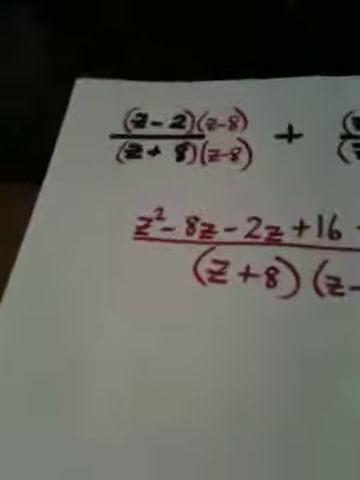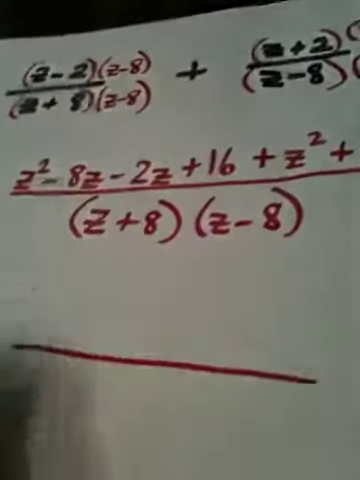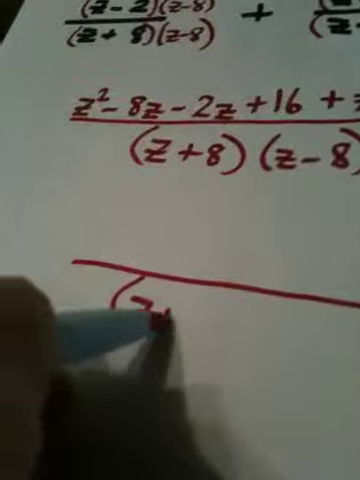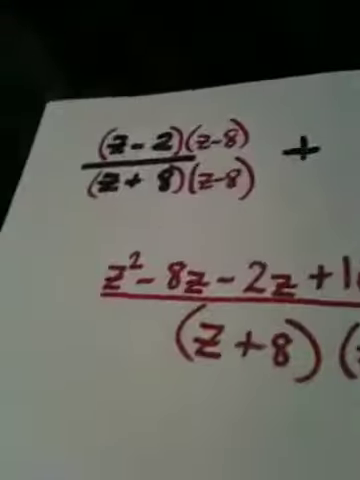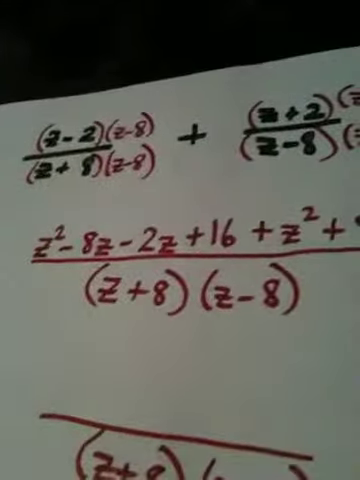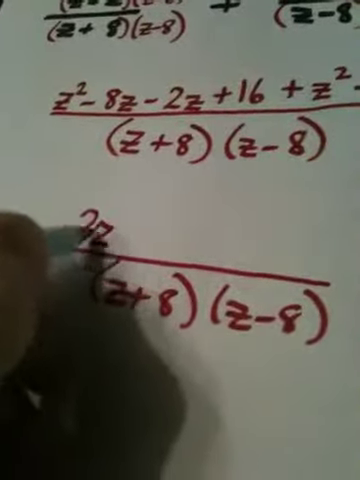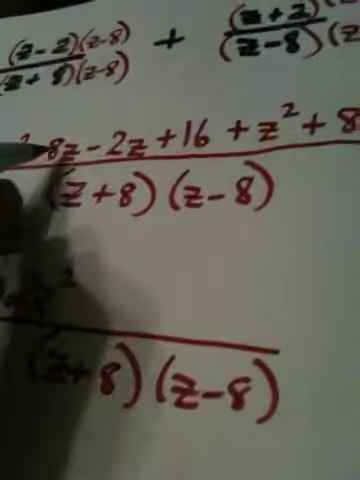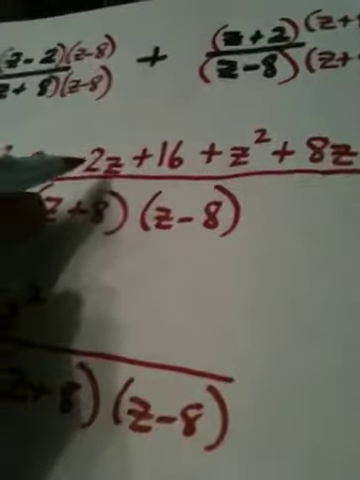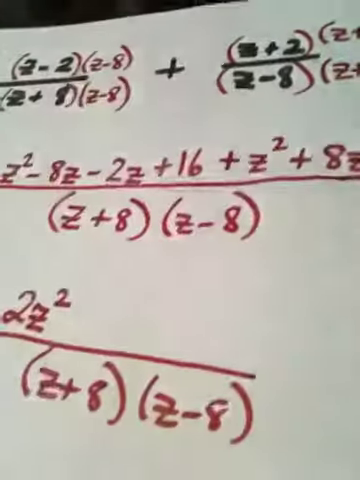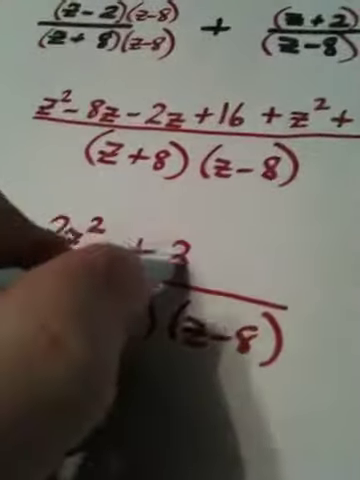Now, when I collect like terms in that numerator, because the denominator is just (z plus 8) times (z minus 8), okay? But when I collect like terms up top, a lot of things happen. For example, this z squared plus this z squared becomes 2z squared. But notice, the minus 8z and the plus 8z cancel. They become 0. The negative 2z and the positive 2z also become 0. And then 16 and 16 becomes 32.